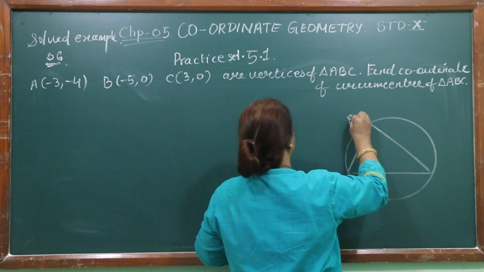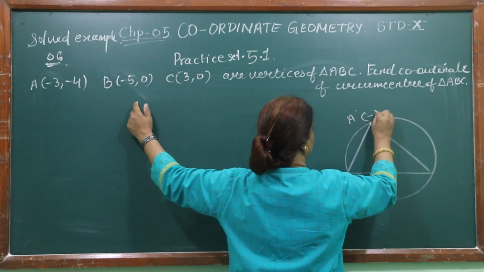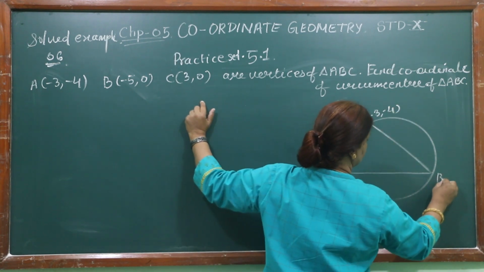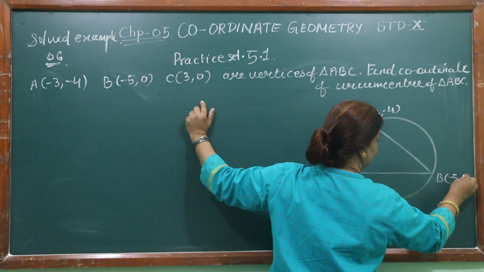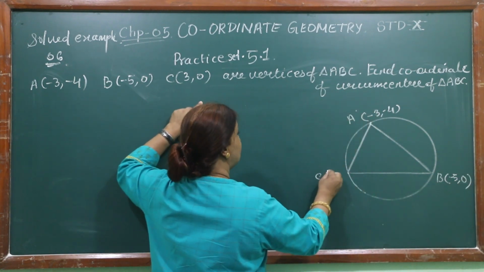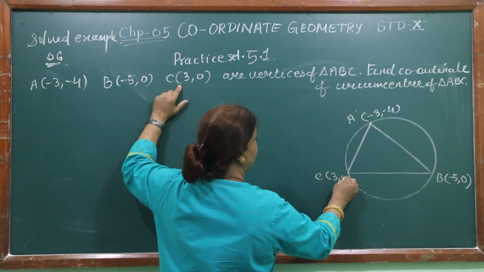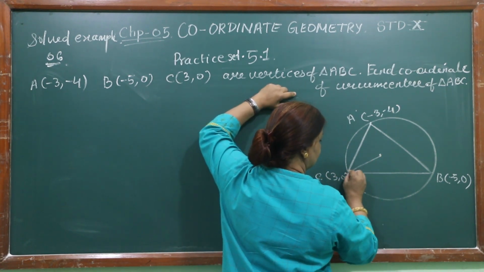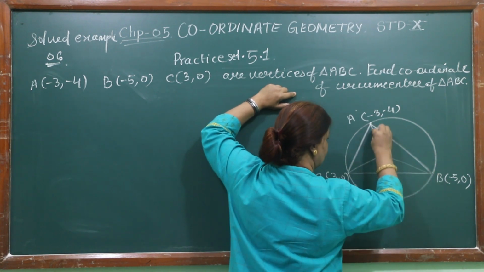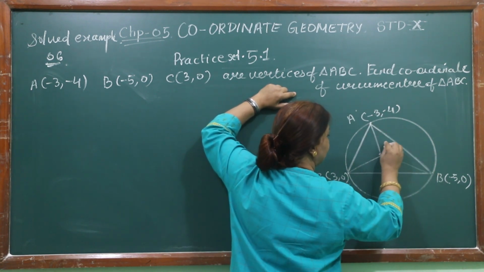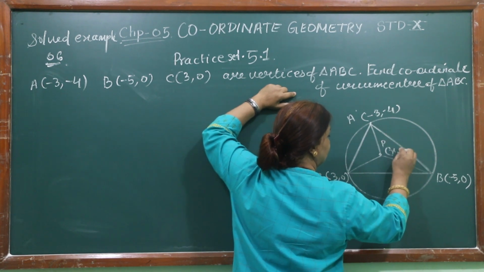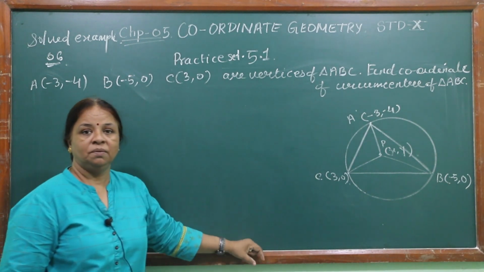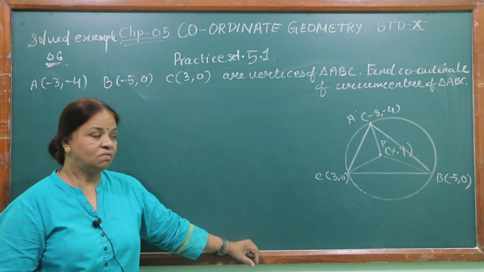A lies on the circle, that is (-3, -4). B is (-5, 0) and C is (3, 0). Circumcenter means the point which lies exactly in the middle of the circle. We want to find the coordinates of that point, that is x and y. So what are the coordinates of point P, that is the x coordinate and y coordinate?